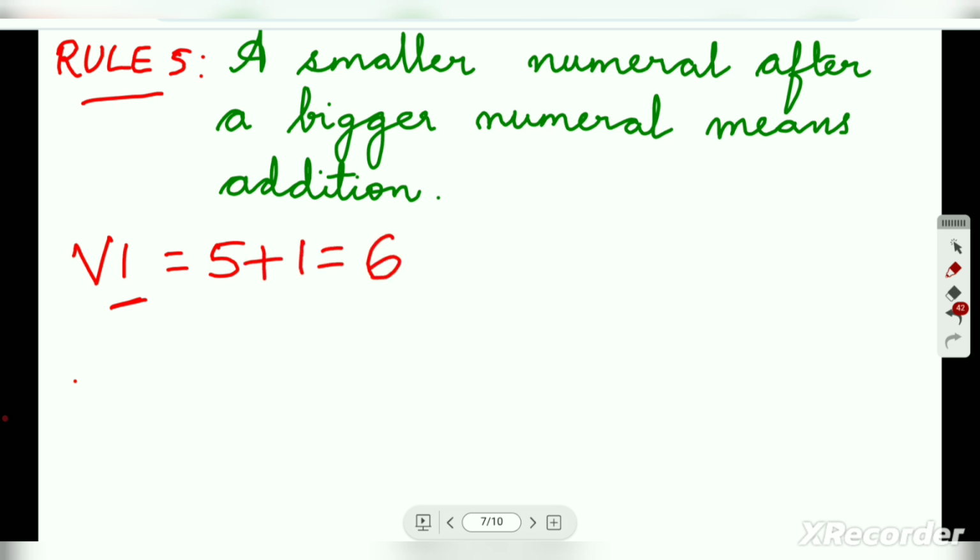Let's take another example. XV. What is X? 10. What is V? 5. So this is a smaller numeral. It is coming after the bigger numeral. Then you have to add it up. You will get 15. So smaller after the bigger means you need to add. Clear? Let's proceed to the next rule.